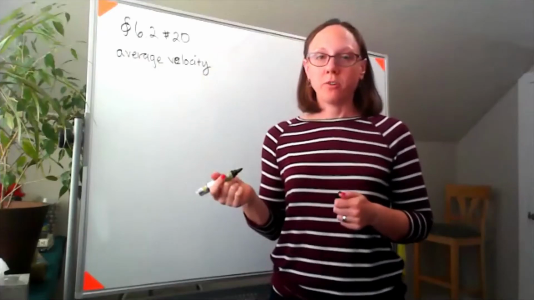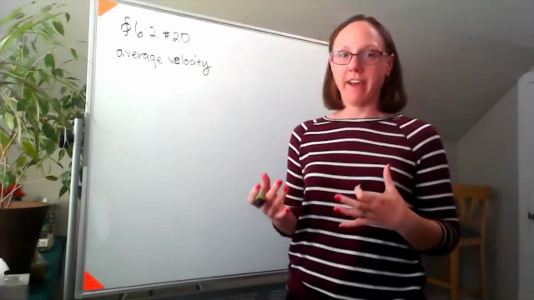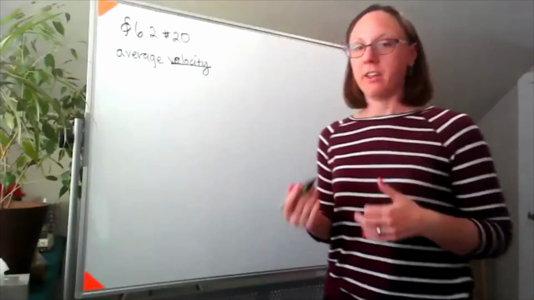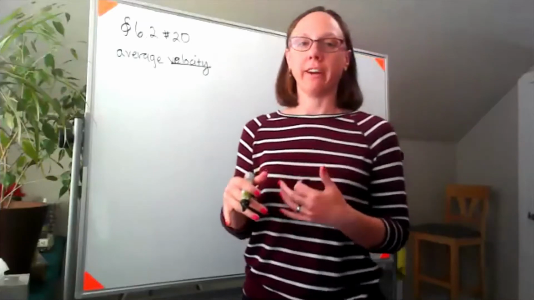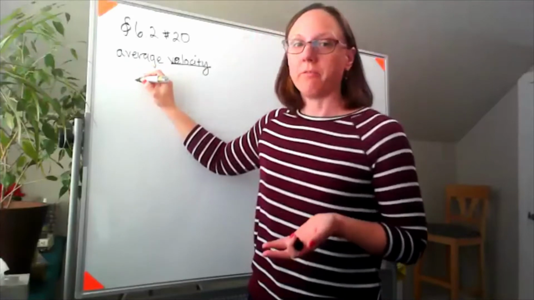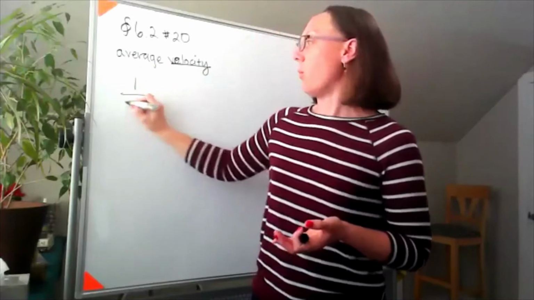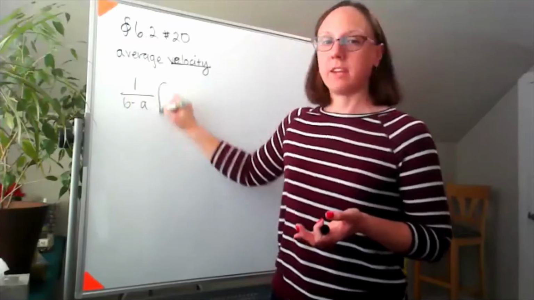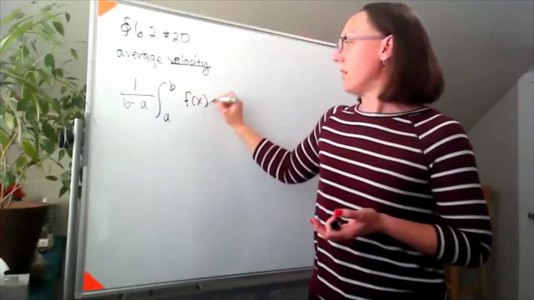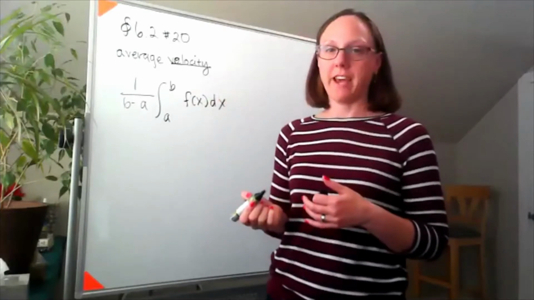When it comes to finding average value, whatever that thing we've been asked to find the average of, that's the part that's going inside of our integral as the function. Our general formula for average value is looking like 1 over b minus a times the integral from a to b of f of x dx.